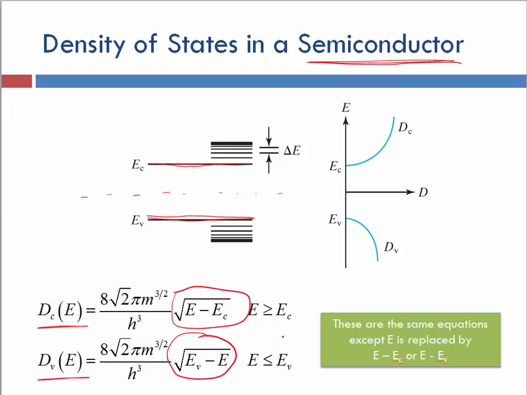Okay, so E is replaced by E minus the bottom of the conduction band energy, or the valence band energy minus E. So we're accounting for the fact that there's a gap between the valence and conduction bands when we're doing those calculations. So keep in mind, if we're talking about a semiconductor, the equations become just a little bit different than if it's a conductor.